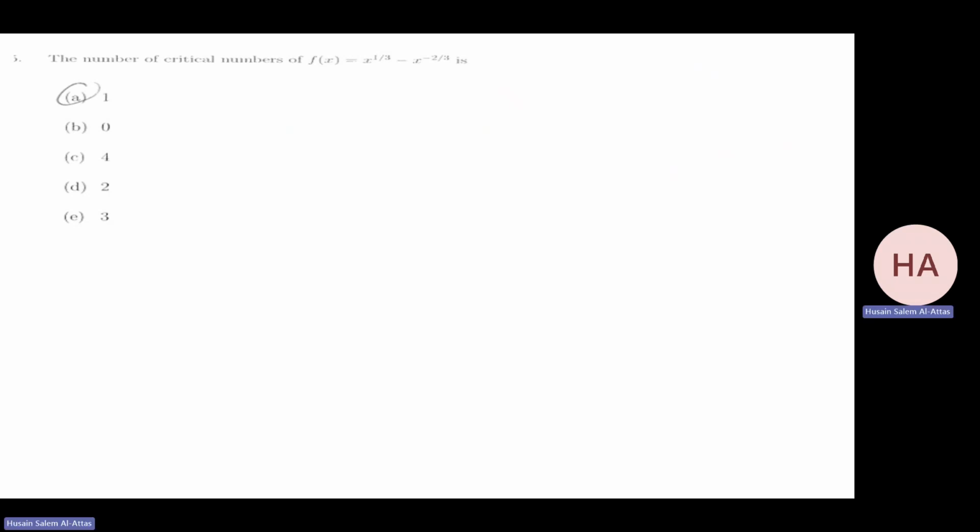The number of critical numbers. He doesn't want us to find them. What are those? But he wants how many there are. So domain: I have negative exponents, so all real numbers except 0.